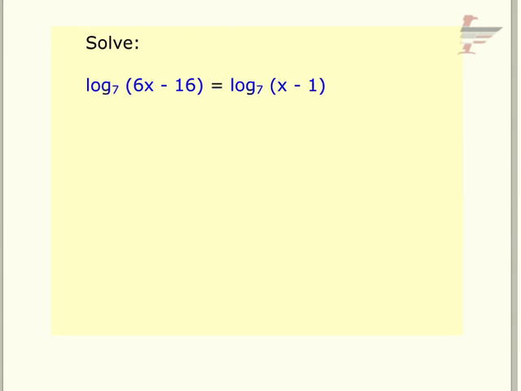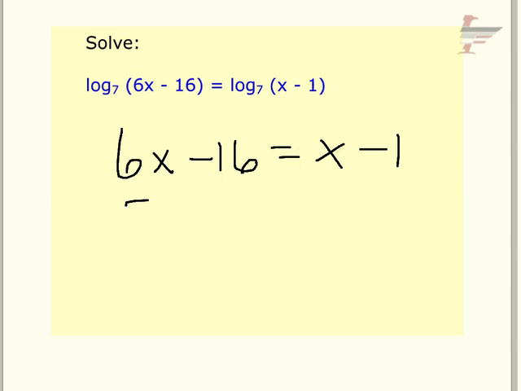So this first example says solve log base 7 of 6x minus 16 equals log base 7 of x minus 1. The first thing I would note is that my bases are the same. They're both a base of 7. So I know whatever I'm taking the log of here has to equal whatever I'm taking the log of here, simply because their bases are the same. So I'm going to say, well then 6x minus 16 has to equal x minus 1, and obviously that becomes a very easy math problem.